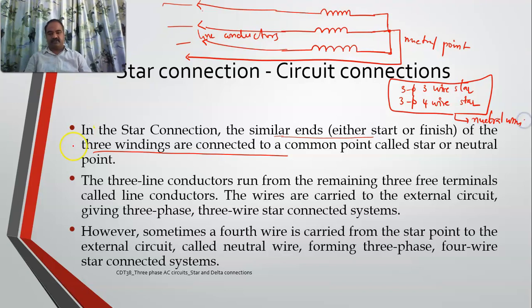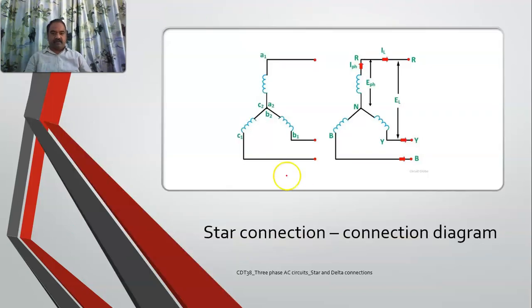This is what I have mentioned here. The three line conductors run from the remaining three free terminals. These are the line conductors, and this system is called a three-phase 3-wire star connected system. However, sometimes a fourth wire is carried from the star point to the external circuit. We call it a neutral wire, and it forms the fourth wire of your three-phase 4-wire star connected system. Now this is the connection.